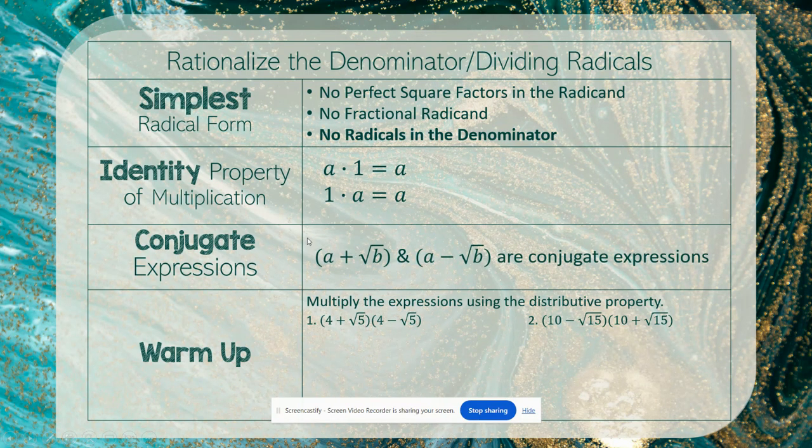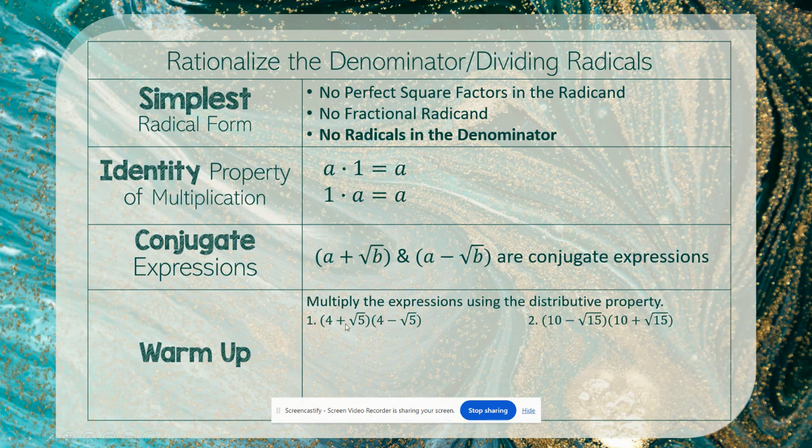Conjugate expressions: if I have in parentheses a plus the square root of b and then a minus the square root of b, those are conjugate expressions. I talked about that in one of the previous lessons and videos I recorded. The only difference between these two is this sign. One's a plus the square root of b, and the other is a minus the square root of b. These are called conjugates.